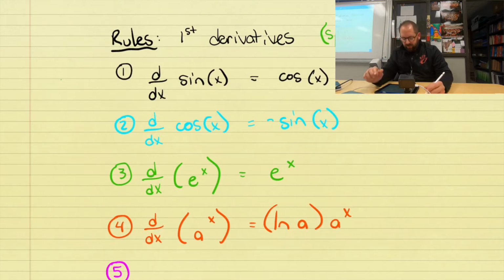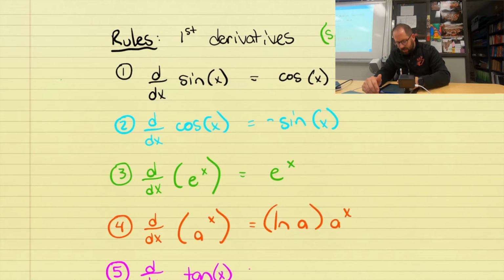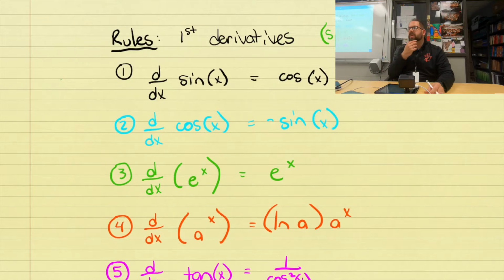Okay, number 5. This is the last one for us today. The derivative of tangent of x is equal to 1 over cosine squared of x. See, that one doesn't make any sense. That's what I actually want to talk about. That's the one I want to go through on the next slide. I'm going to make up a problem on the next slide and we're going to walk through it.